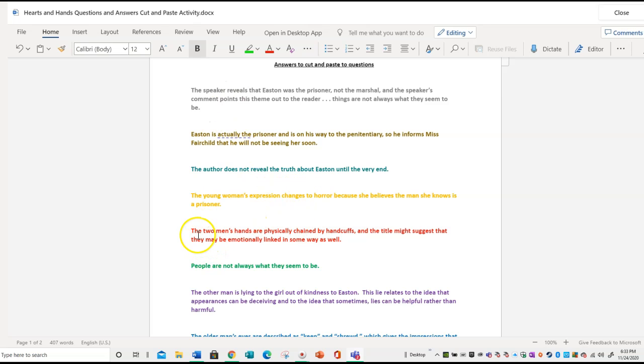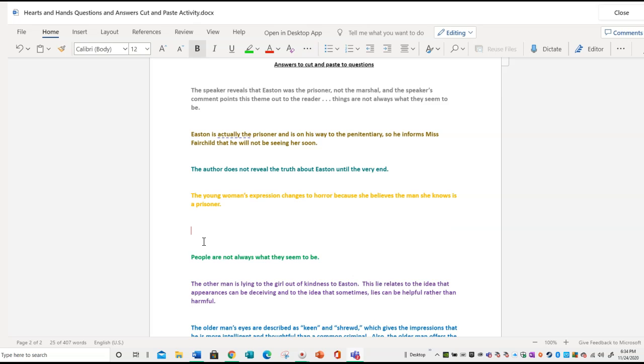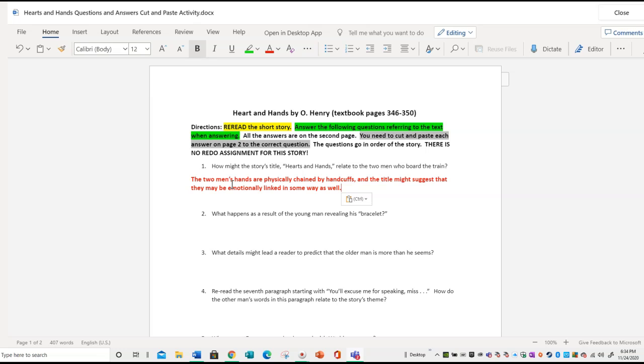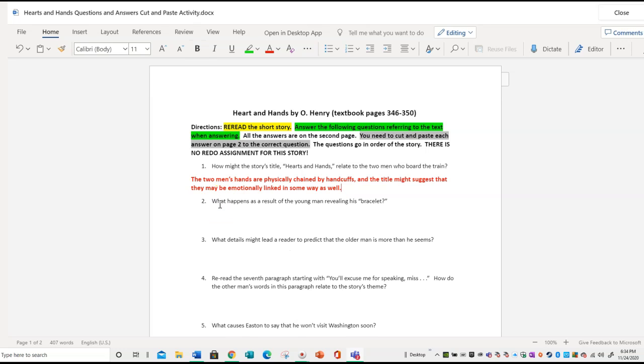So this stands out to me right away. The two men's hands are physically chained by handcuffs, and the title might suggest that they might be emotionally linked in some way as well. Hearts and Hands. So I'm going to pick this one, and I'm going to Control X. It's going to make it go away. Then I'm going to come up here and click so my mouse is there, and I'm going to Control V. Boom. That's all we're doing here. This should be very simple if you follow the directions.